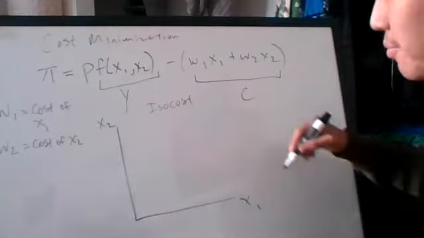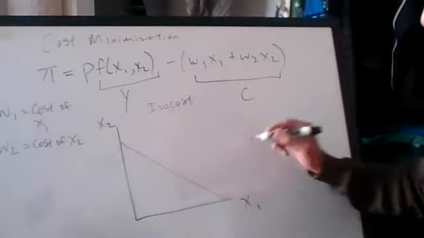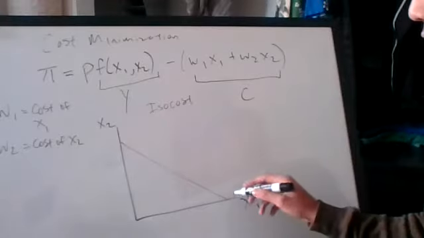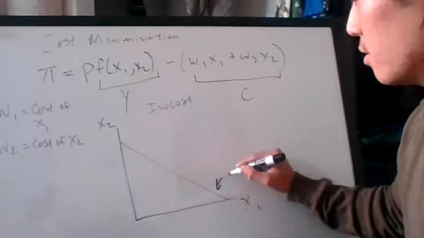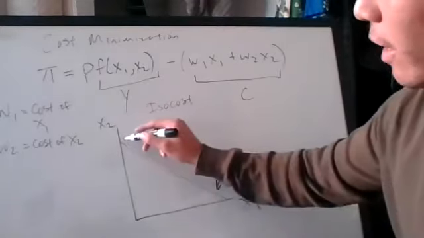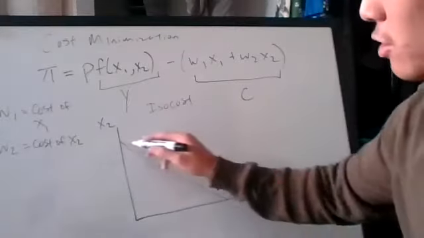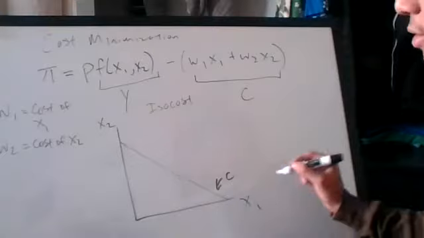And basically, it's going to look something like this, where it's linear, right? Where this is a certain amount that we're going to incur in terms of costs, right? Meaning that any combination of X1 and X2 that is on this line costs the same amount, okay?